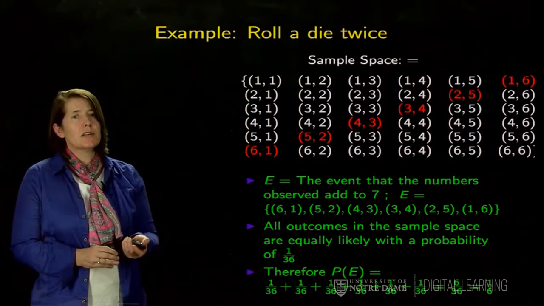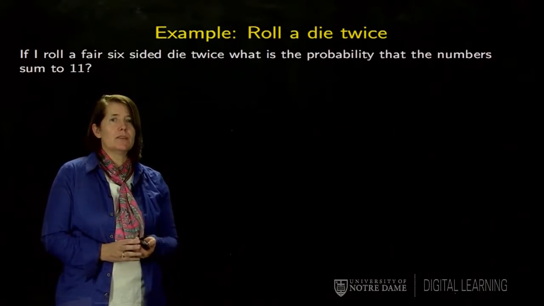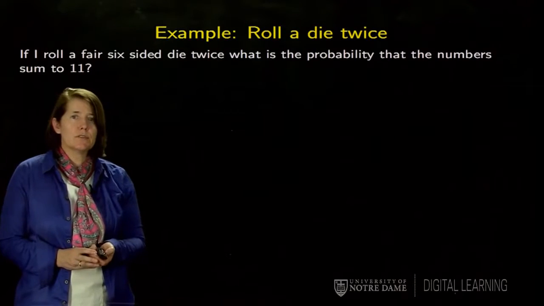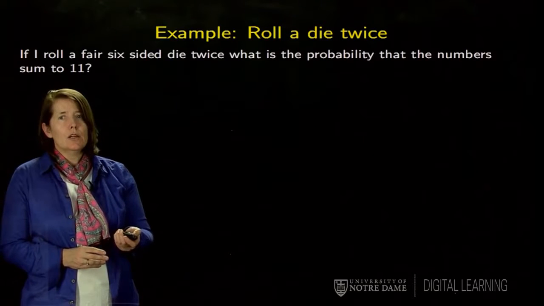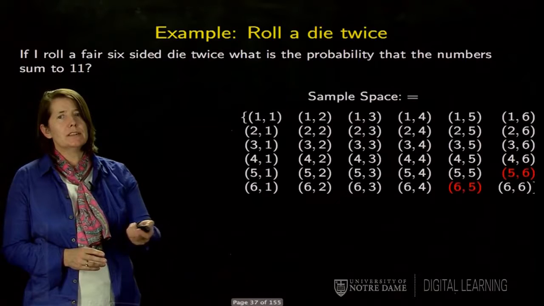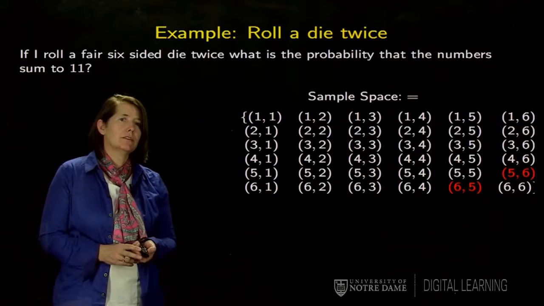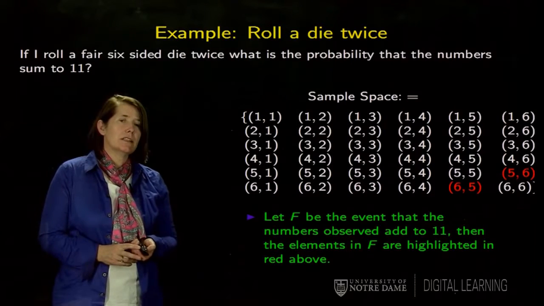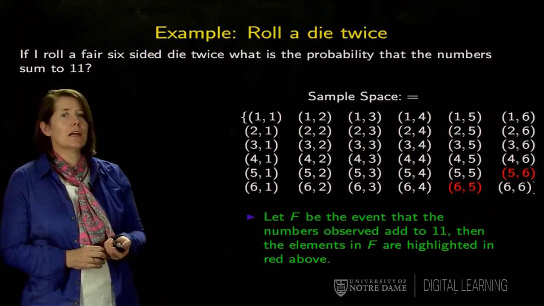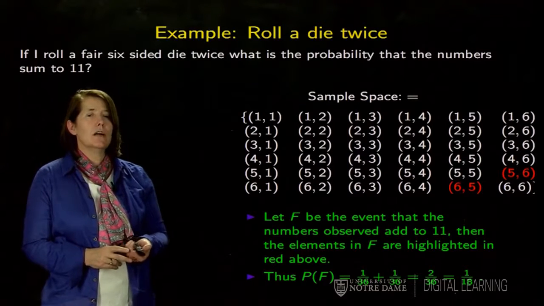Now, you might have noticed something, that in an equally likely sample space, it's easy to calculate probabilities of events. If I roll a fair 6-sided die twice, what's the probability that the numbers add to 11? Well, I have 2 outcomes in that event, and the probability that the event happens is the sum of the probabilities of those 2 outcomes. So it's 2 times 1 over 36, or 1 over 18.